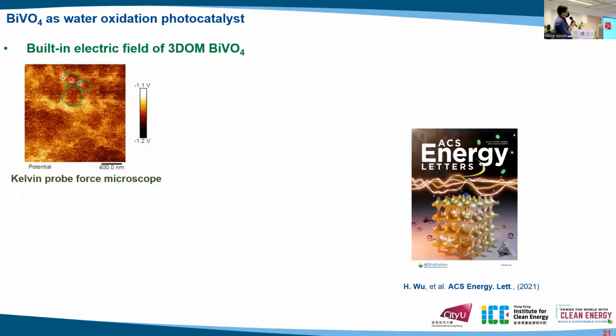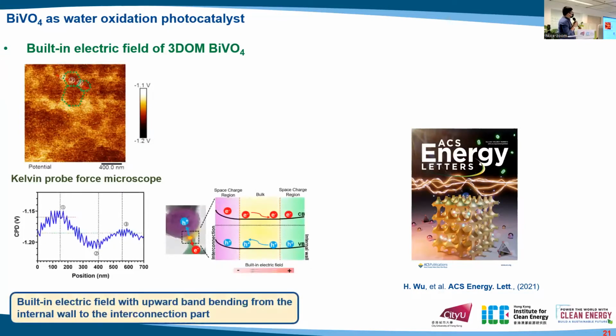We found that the 3D dome bismuth oxide shows different contact potentials on its surface. If we did a line scan across the interconnection part, the wall of the pore, and the internal wall, we found that the contact potential difference, CPD, from the internal wall to the working probe is larger than that of the interconnection part. It indicates that there is a built-in electrical field with an upward band bending from the internal wall to the interconnection part, which can facilitate electron extraction to the internal wall and accumulate the holes near the interconnection part, thus facilitating spatial charge separation and contributing to better charge transport behavior.